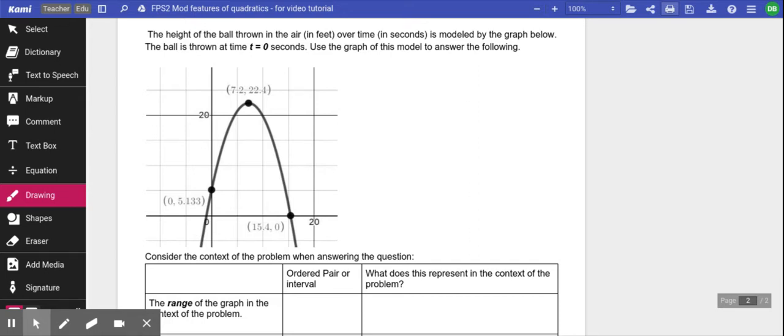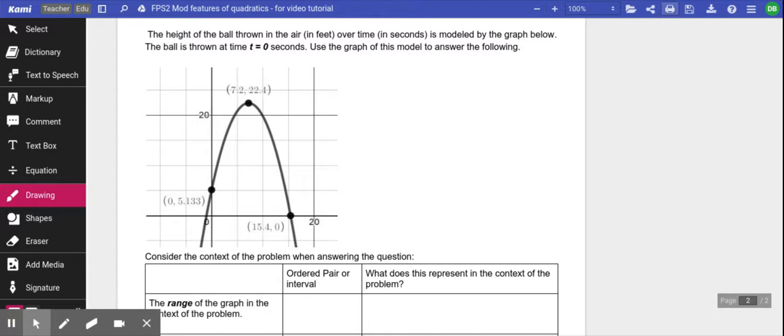All right, today I would like to talk about the features of a quadratic function using a context. So for my example, we're just going to look at the height of a ball thrown in the air. We're going to use feet for height over time, and our time is going to be in seconds, and we're going to model that in this graph. Okay, so the ball is thrown starting at 0 seconds, and then we're going to see what happens.